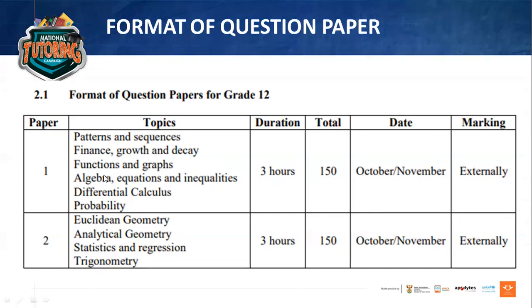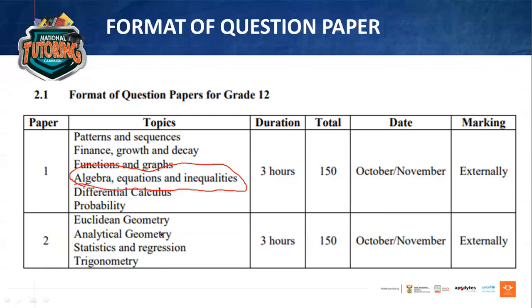150 for paper 1, and these are the topics that would be in paper 1: pattern and sequence, finance, growth and decay, functions and graphs, algebra, equations and inequalities. So which is what we are going to be looking at today: algebra, equations and inequalities. It's part of paper 1. And also the differential calculus as well as the probability. So that would be the paper 1.